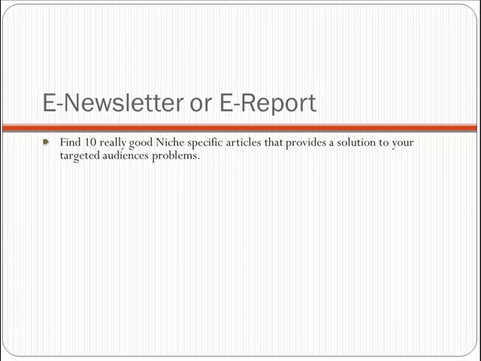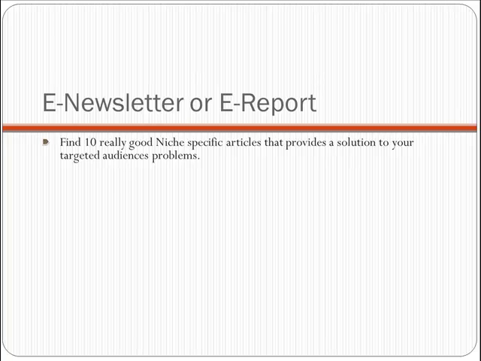All right, next we're going to be talking about an e-newsletter or an e-report. Now this is kind of a unique way that a lot of people don't teach about of creating a free product. The work's basically been done for you as far as the content. What you're going to do is find 10 really good niche-specific articles that provide a solution to your target audience's problem. So you've identified the problems, now you're looking for the solution.